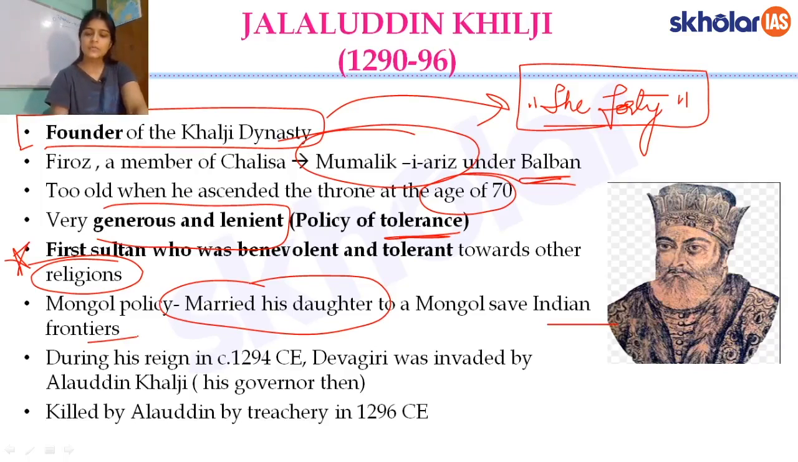But we can see that he had a very short span, just around 6 years. During his reign, 2 years before he was killed, in 1294, Devgiri.